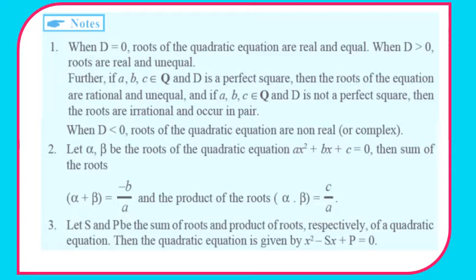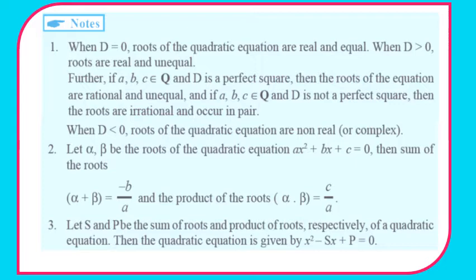Now further we have one more condition, that if a, b, c belongs to Q, that is rational number, and d is a perfect square, then the roots of the equation are rational and unequal. And if a, b, c belongs to Q and d is not a perfect square, then the roots are irrational and occur in pairs. Now when d is less than 0, that is the number inside the square root is negative, then the roots of the quadratic equation are non-real. We used to say it imaginary, or we can say this is in the form of complex number.